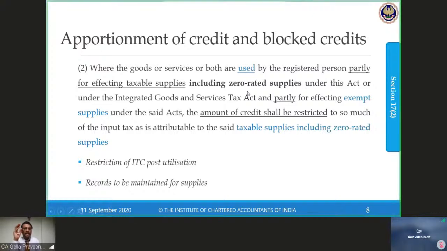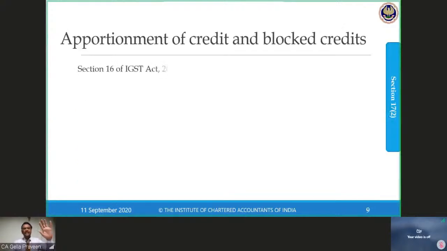Now, continuing with section 17, subsection 2, we need to understand that it has an intention to block your input tax credit. Now, friends, as I said, in section 16, I'm bringing only the relevant provision. I'm not explaining the entire provision. What is relevant for ITC, I'm just bringing into your understanding.